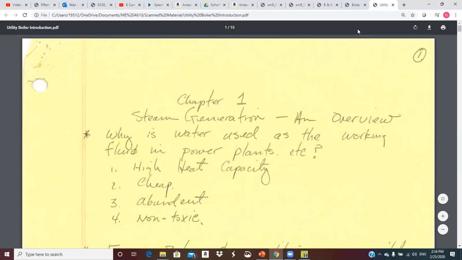So for steam, water is a wonderful fluid, okay? It's been called God's gift to heat transfer. Steam is really, really good. And so, well, why do we use it? We use water whenever we can as a working fluid. So, well, high heat capacity. So heat capacity is what? Specific heat.